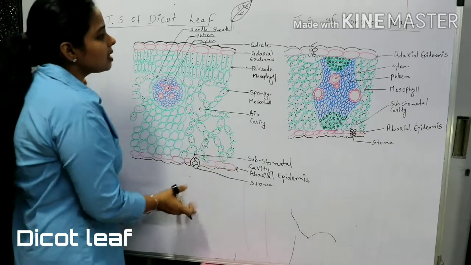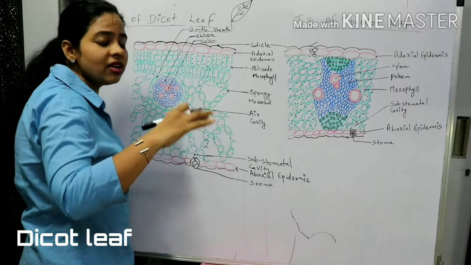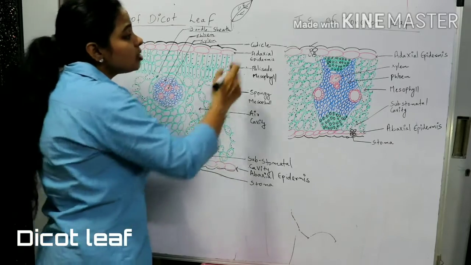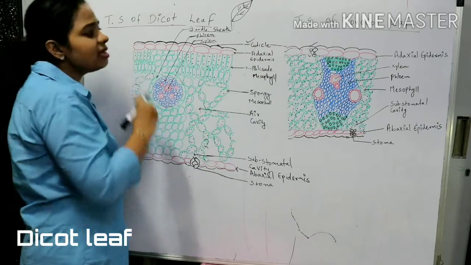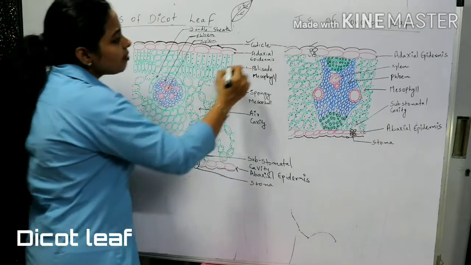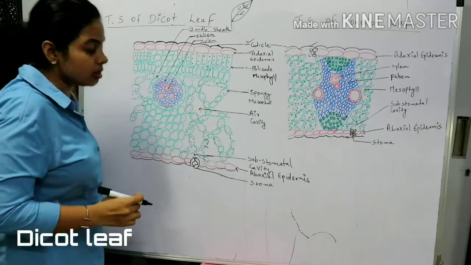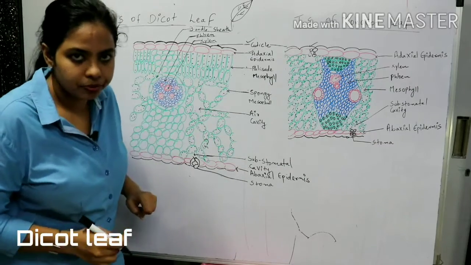Now in this case, let's start with the first layer. The first layer or the upper layer of the leaf, as you might have seen, is a waxy layer, which is known as cuticle. Now what does this cuticle do? It prevents the loss of water by transpiration. Then next after this is the upper epidermis, which is also known as adaxial epidermis. Now adaxial epidermis does not have stomata.